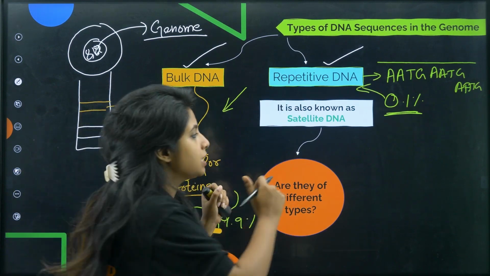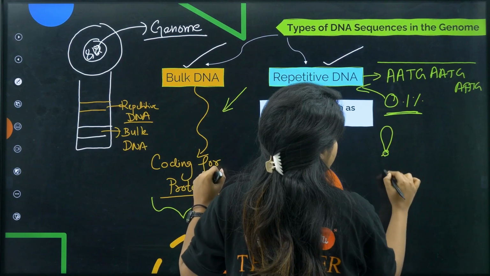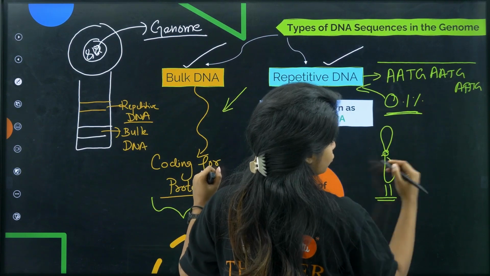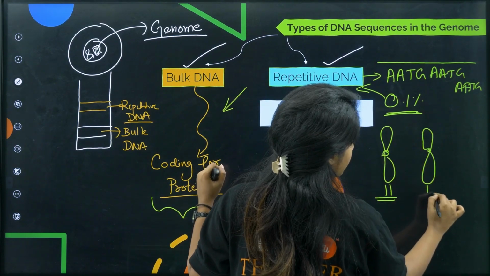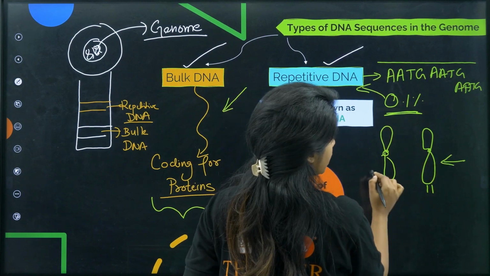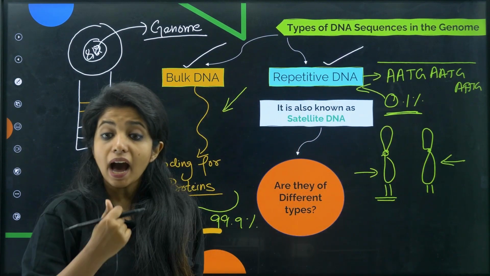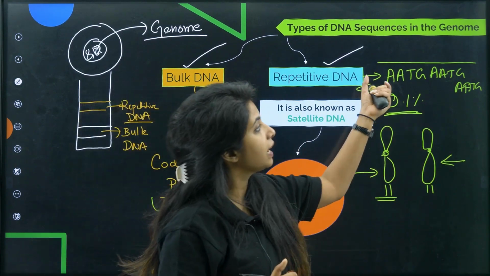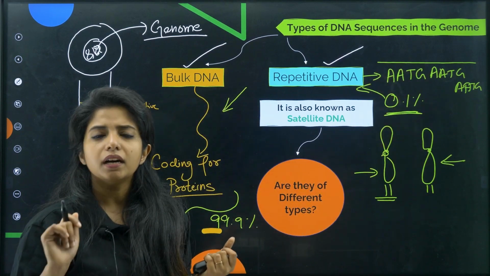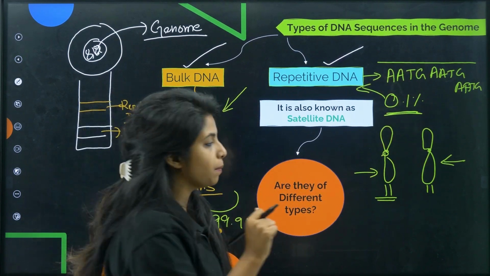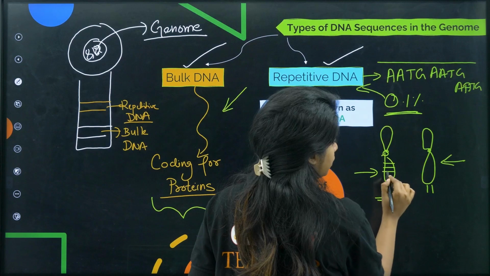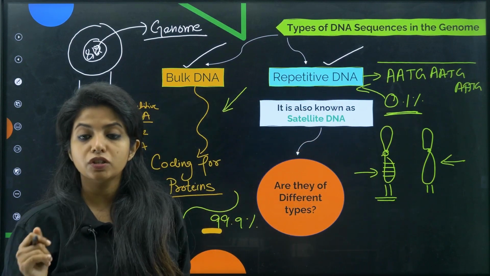So basically, suppose there is one chromosome, my chromosome, and this is your chromosome, chromosome number 11 of yours. Children, this is yours and this is mine. I am saying that I have AATG sequences repeated almost 5 times in my DNA. So over here, this particular thing is repeated 5 times in my DNA.